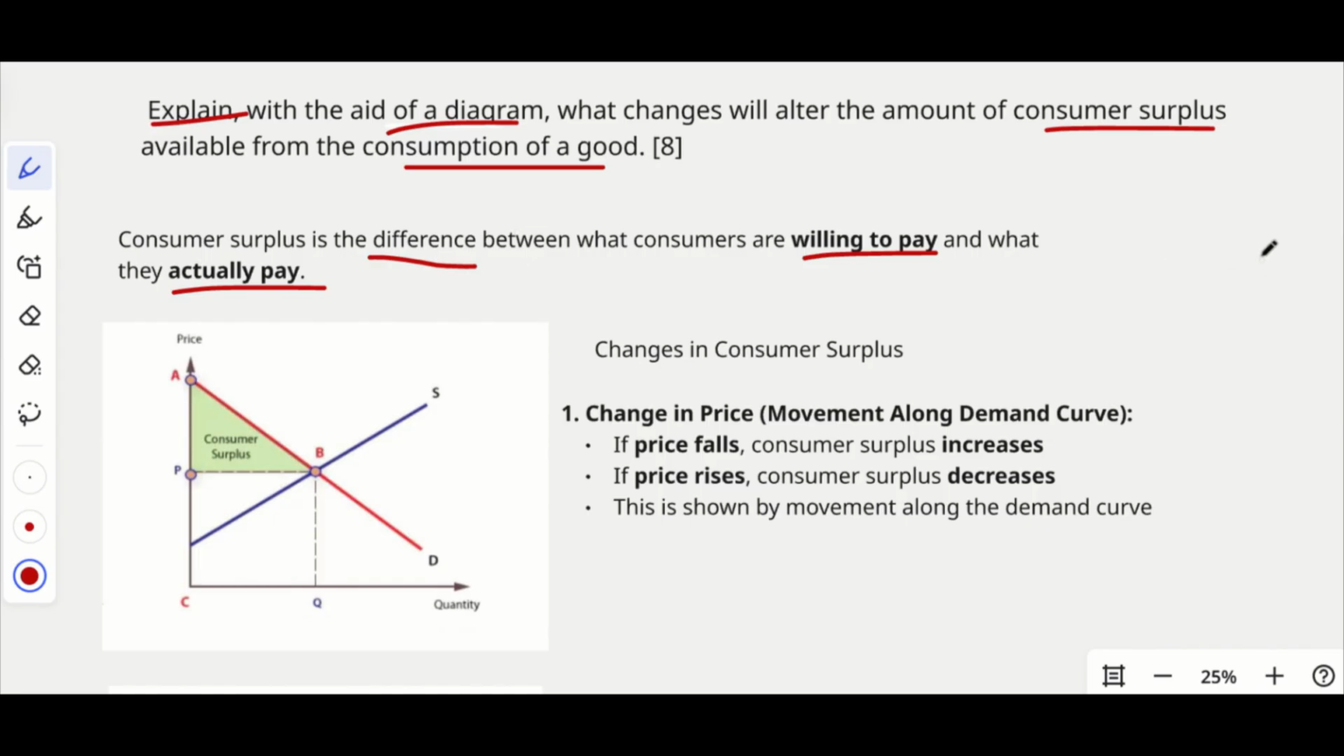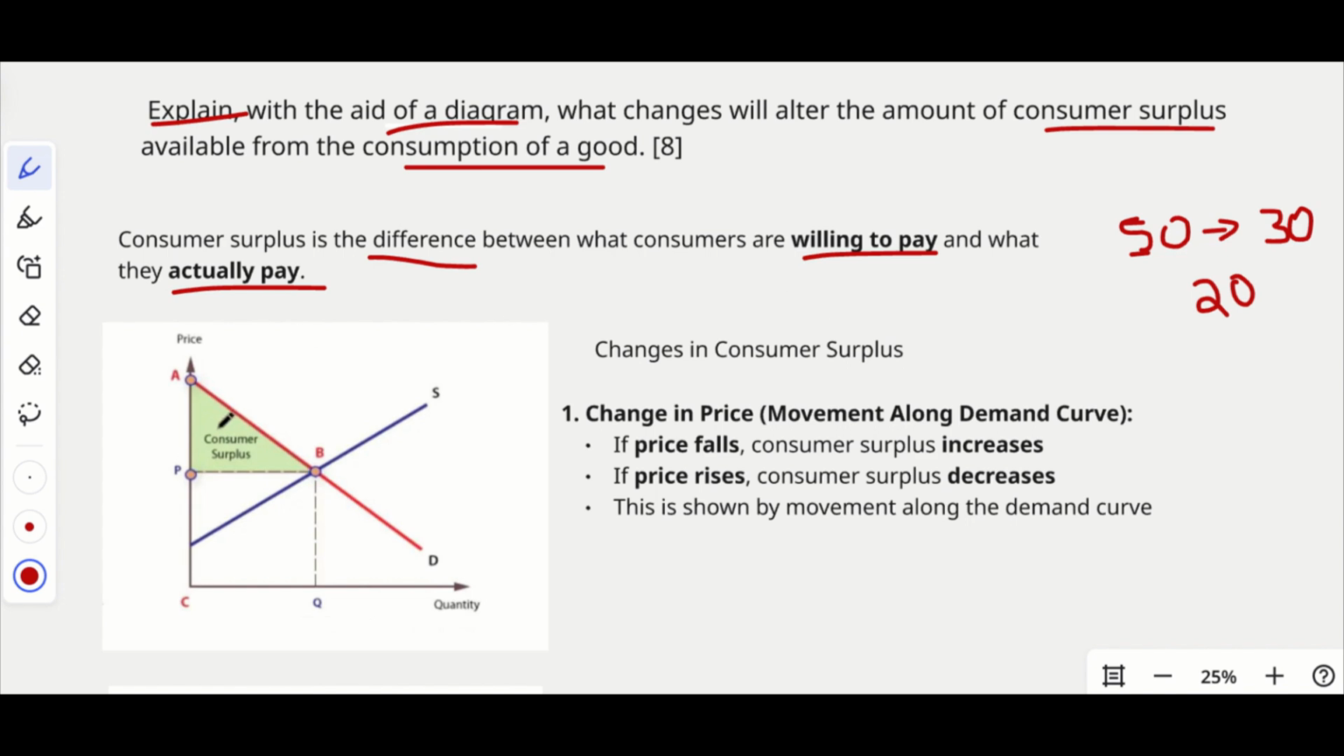Let's say I just wanted to buy a chocolate and I'm willing to pay around 50 rupees, or $50, whatever it is. And the chocolate actually costs me around 30 rupees. So I have 20 rupees as my consumer surplus here. That is what the consumer surplus is.